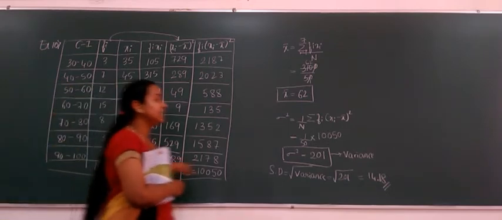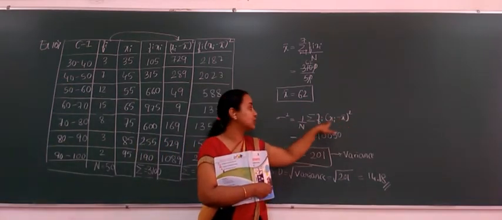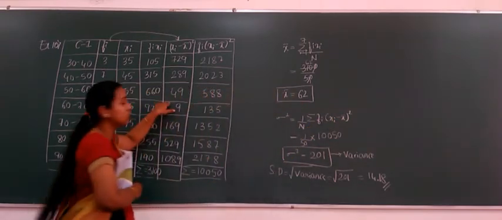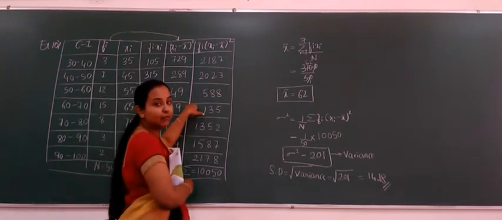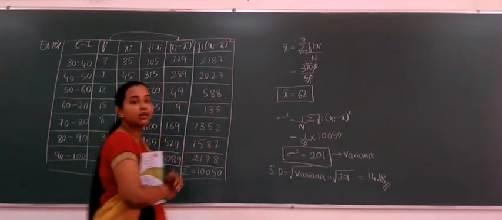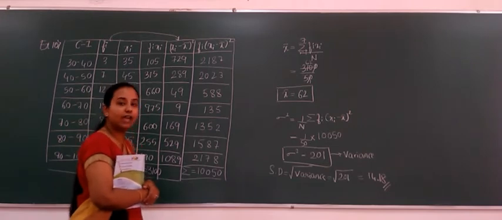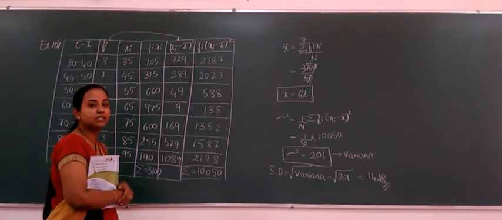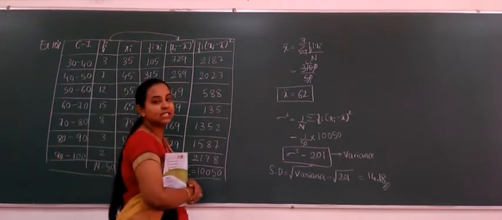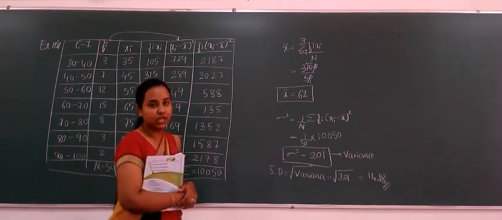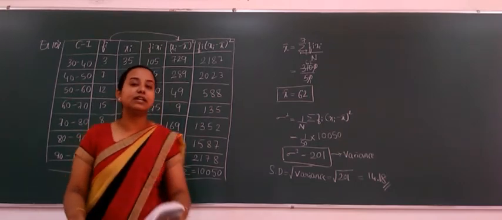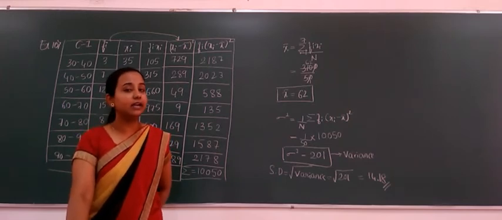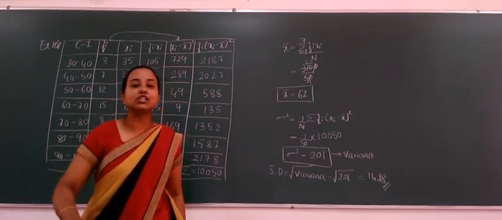But to calculate the variance we want Xi minus x bar whole square into Fi. So Xi minus x bar whole square is your next column, and next multiplied by Fi, you will get the data to calculate the variance. After that, calculating standard deviation is very easy. Square root of variance is nothing but your standard deviation. I hope everyone is clear with how to calculate mean, variance and standard deviation. Now let us go to our next problem.